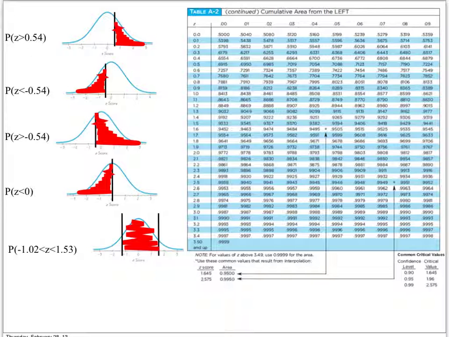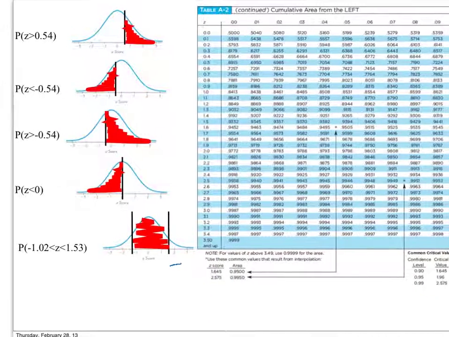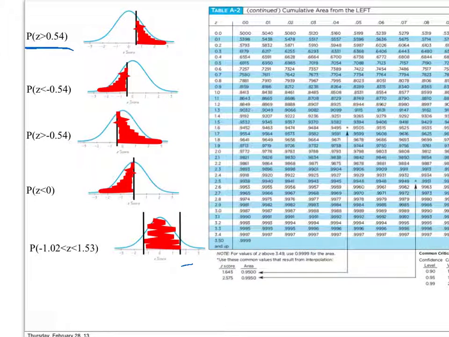So the first example here is the probability that z is greater than 0.54. Well, the probability that z is greater than 0.54 is this shaded region. You can't look that up in the table because this is a greater than, and the table gives you the probability that z is less than 0.54. So to solve this problem, you have to look up the probability that z is less than 0.54 and then subtract that from 1. So this probability is equal to 1 minus the probability that z is less than 0.54. So let's get that answer.